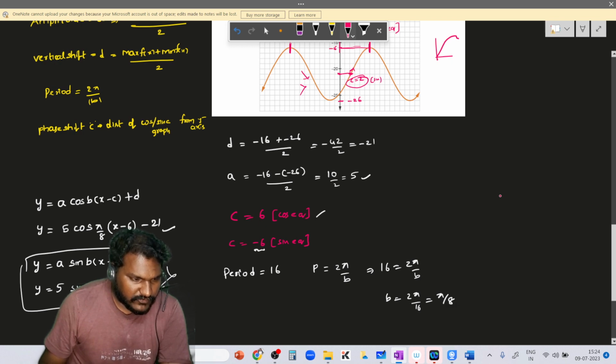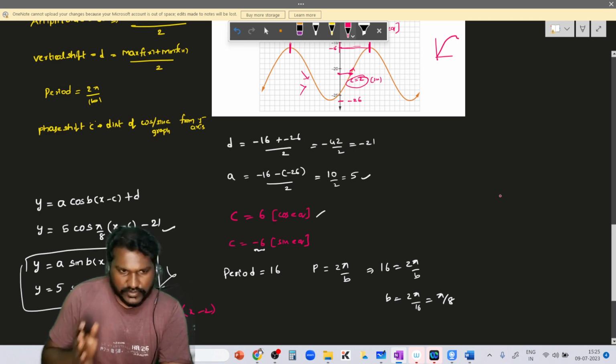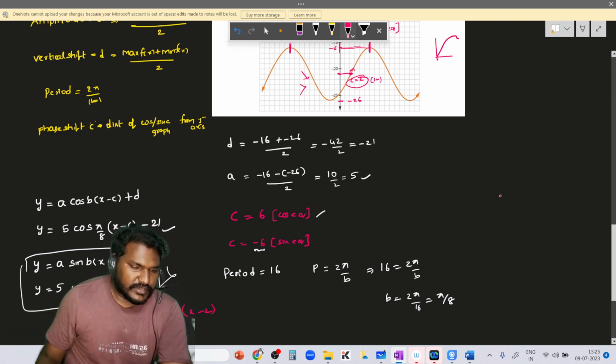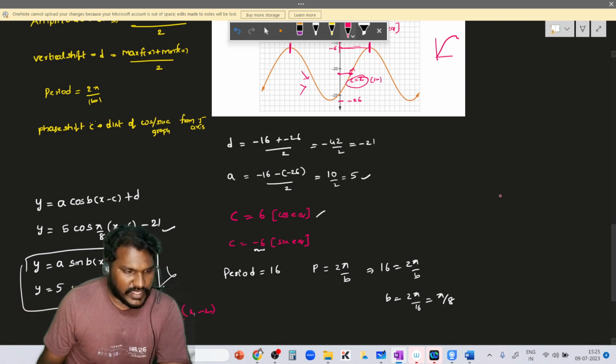So it will be 5. Yeah, the formula is 5 sine pi by 8 into x minus 2. The C value we have to put that. That's correct. We have to put 2 here as the C value, because the graph is starting from 2. So then it will be correct.